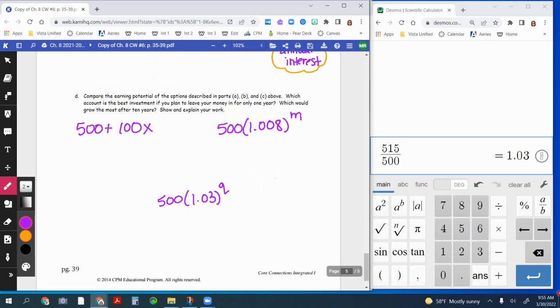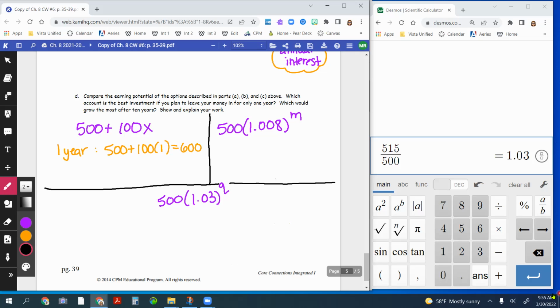So I'm going to plug in 1 year, let me make sure we understand this is 1 year. So in this case, it would be 500 plus 100 times 1, which is going to be $600. Let me just draw a line separating it. If I do 1 year here, I'm going to have 500 times 1.008. Now it's 1 year, so it's raised to the power 12 for 12 months.